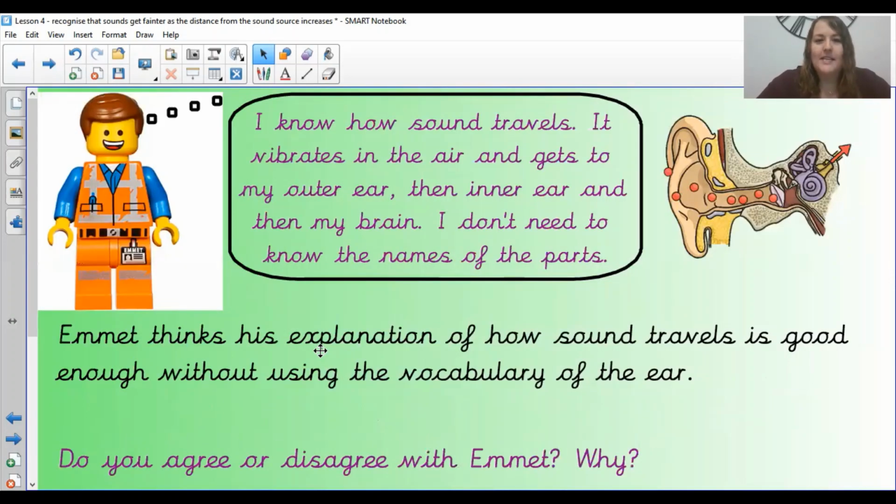Okay, Emmett then today, he says, I know how sound travels. It vibrates in the ear and gets to my outer ear, then inner ear, and then my brain. I don't need to know the names of the parts. Do you agree or disagree with Emmett? Do you think it's good enough to say inner ear, outer ear, brain and be done with it? Or do you think that you should know the names of the vocabulary of the parts of the ear? And why?